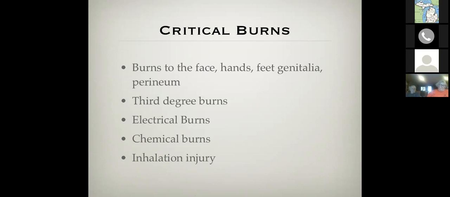But some of the things that are critical right out of the chute are going to be burns to the face, the hands, the feet, the genitalia, and the perineum. If we look at these, these are all very vital organs or body parts that would classify that as being critical. And also third-degree burns. Third-degree burns are very severe. They need to be treated. And electrical burns.